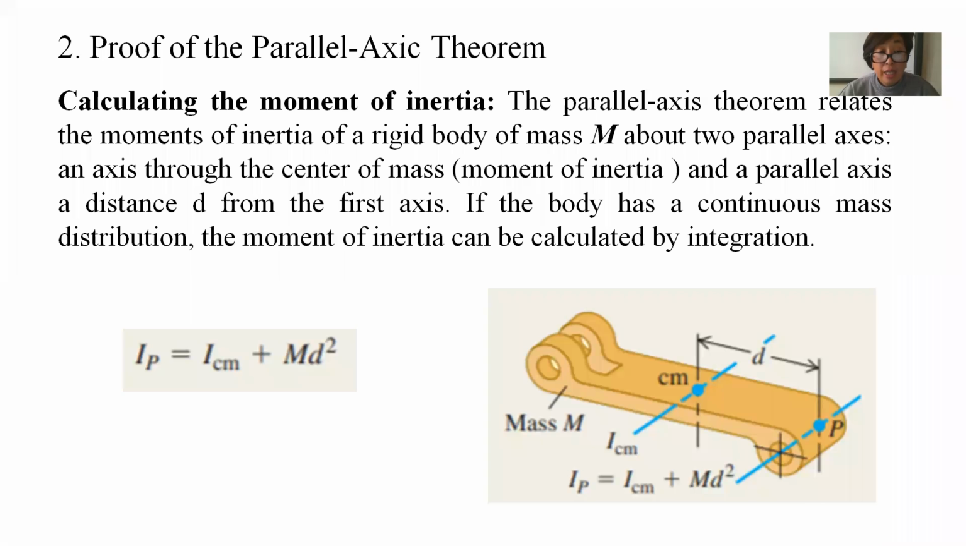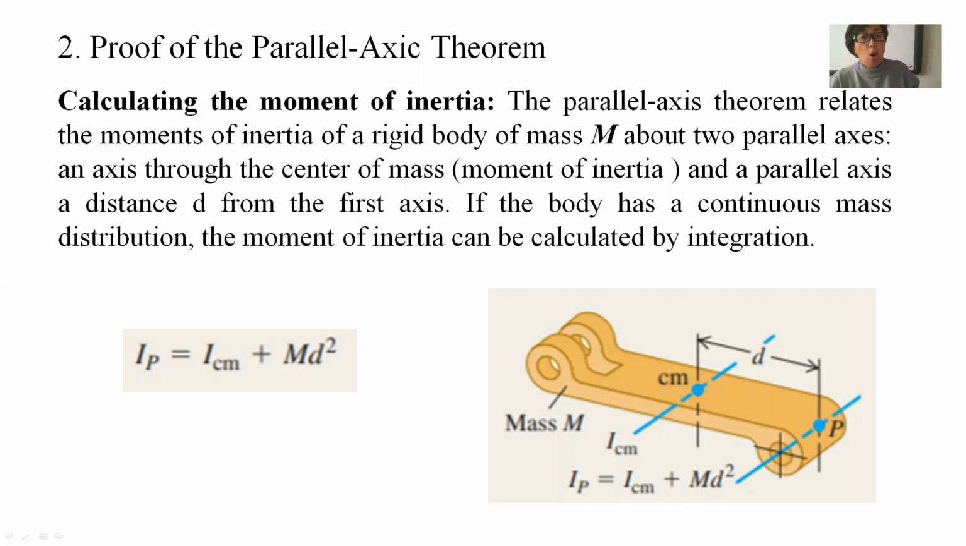Okay, and the second question, proof of the parallel axis theorem. Here we know the moment of inertia for different shapes. We know the moment of inertia of the cylinder, of the thin rod, of the spherical shell, etc. But when we should calculate the moment of inertia, we use the parallel axis theorem.